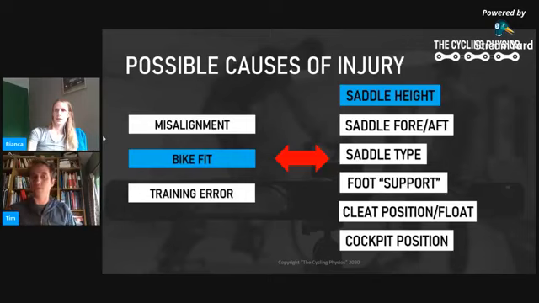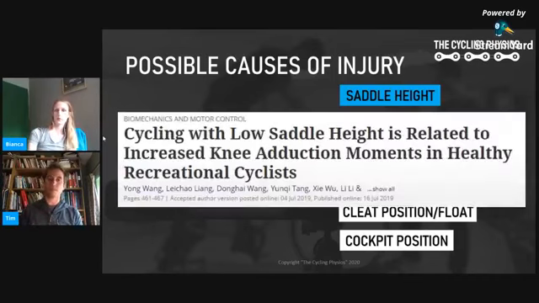And what's really interesting is a lot of the topics we'll cover in more detail as we create and release some more of the content. But for saddle height, for example, one of the potential reasons why someone may get knee pain may actually be linked to the knee adduction that occurs with the saddle height, not actually the amount of flexion they're in. So that's something to think about.